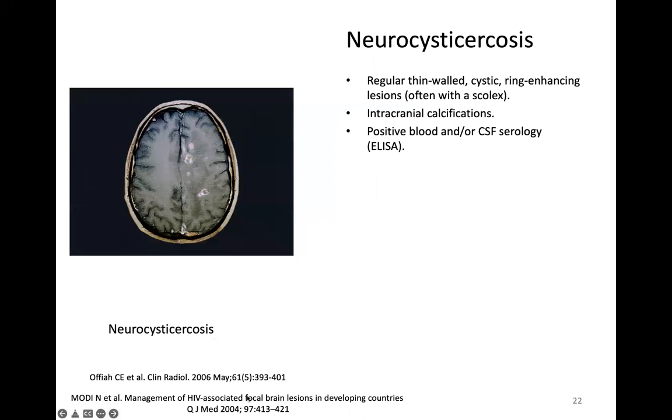So from the same article, they say neurocysticercosis usually presents with regular, thin-walled, cystic ring-enhancing lesions, often with a scolex. You can get intracranial calcifications, which is later on in the cycle. And then you might get a positive blood or CSF serology. Usually they do an ELISA antibody test, and it might come back positive. However, a negative test would not exclude neurocysticercosis. That is quite important to note on that point.